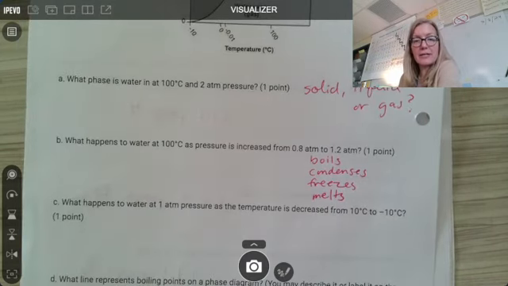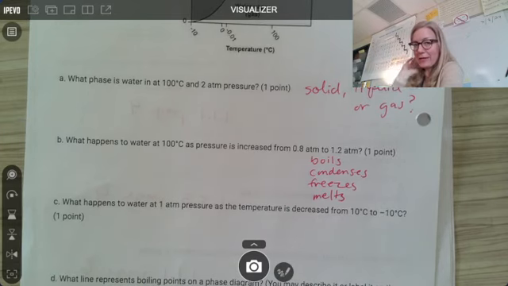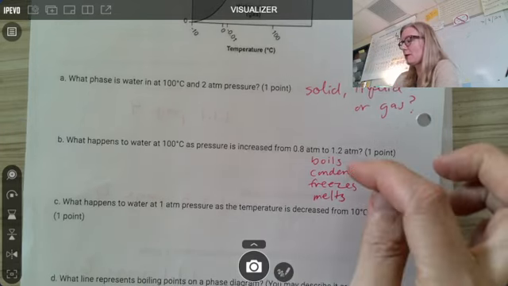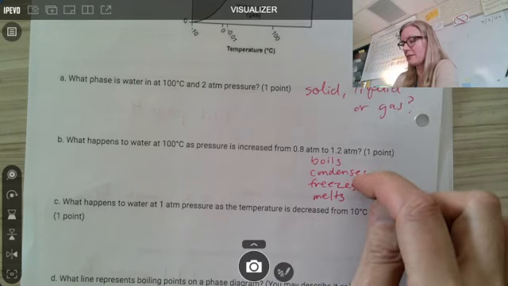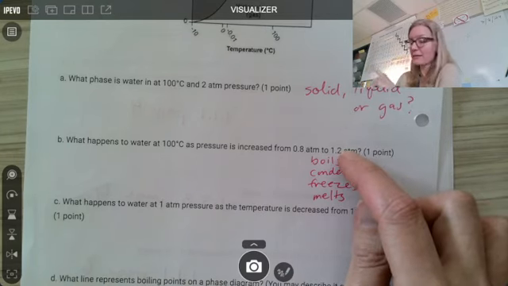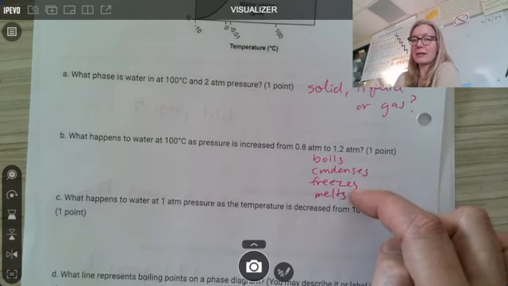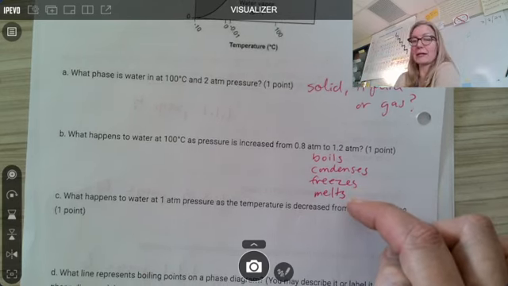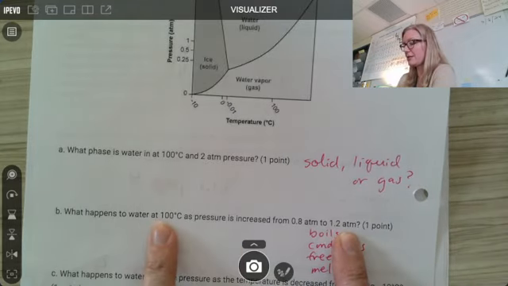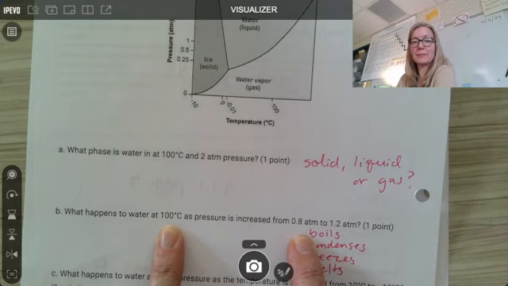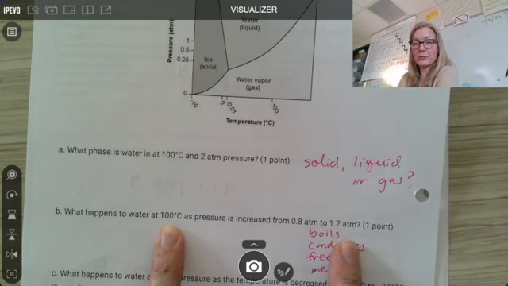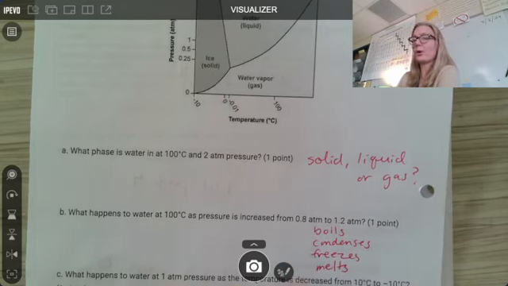And then B and C are asking what happens to water, and they're asking for the name of a phase change or a change in state. So you either need to say it boils, it condenses. Boil is liquid to gas, condenses is gas to liquid, freezes is liquid to solid, and melts is solid to liquid. So go through this change, like find 100 degrees at 0.8 atm, then find 100 degrees at 1.2 atm, and notice what it passes into, okay?